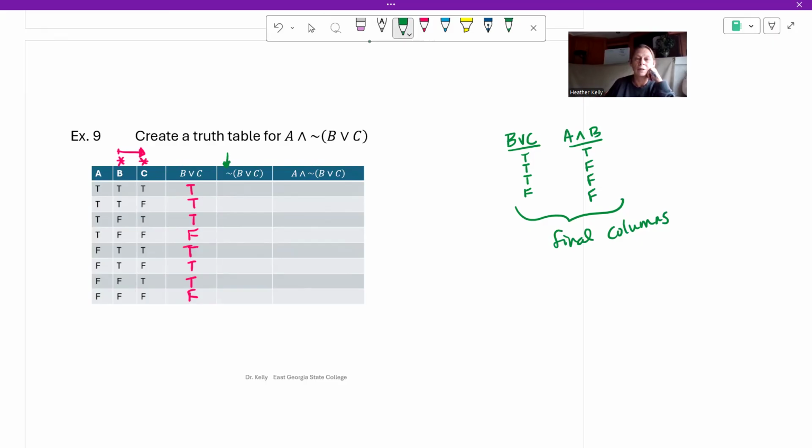That means find the complement of it. So this now just means do the opposite. False, false, false, true, false, false, false, true.